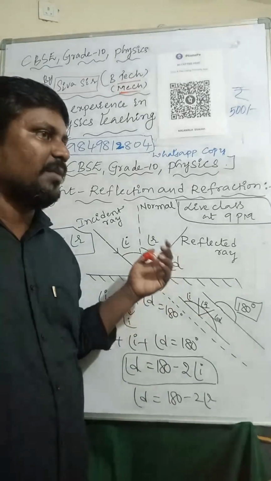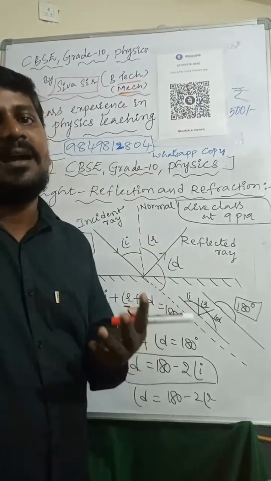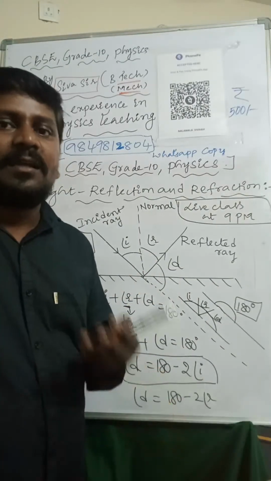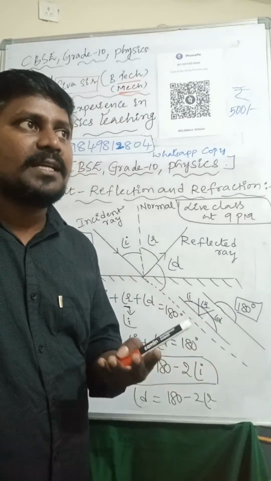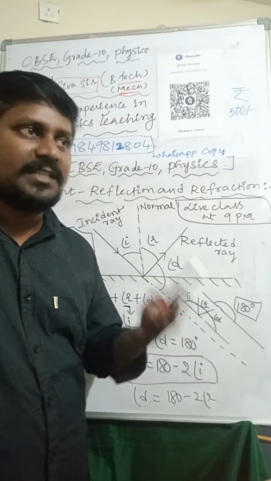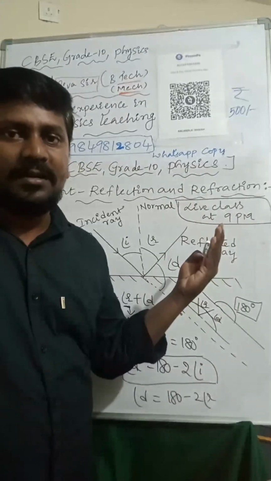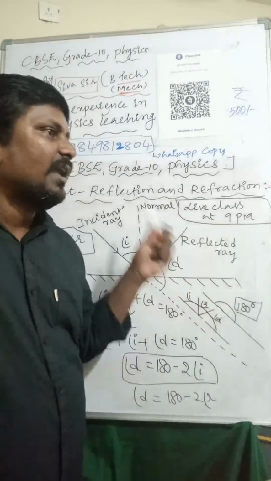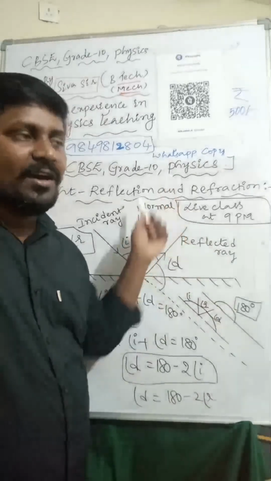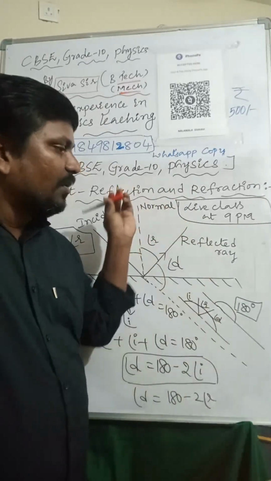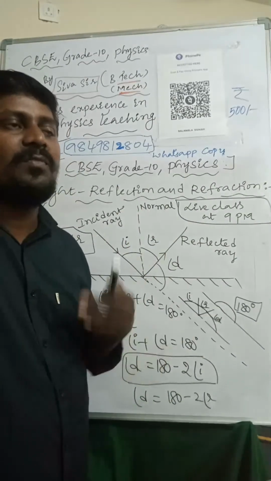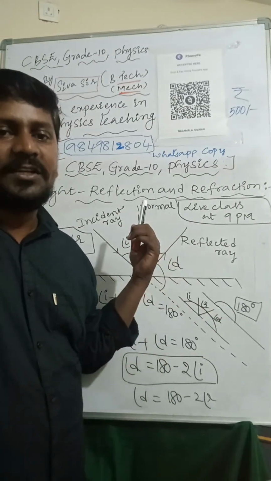The reflection phenomenon is nothing but the bouncing back of light from a surface. Simply, when light is incident on a surface, it reflects back into the same medium. What are the terms involved? Incident ray, reflected ray, normal line. This is the undeviated ray I am considering. The bouncing back of light from the reflecting surface is called reflection of light.